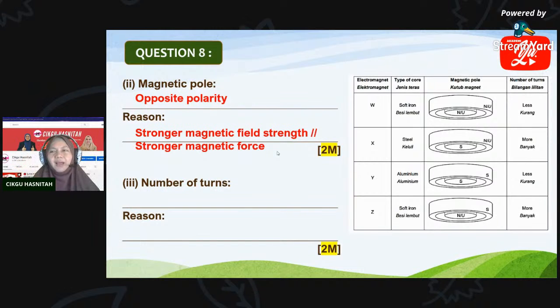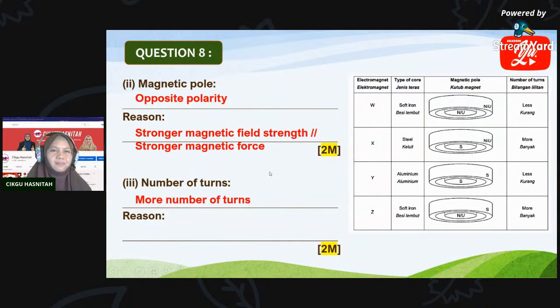Okay. And number of turns. So number of turns, which one is a better choice? More number of turns or less number of turns? They give you two choices, less or more. Yes, opposite pole, Jinjay. Reason is to provide stronger magnetic force or magnetic field strength. So number of turns. Yes, more number of turns.